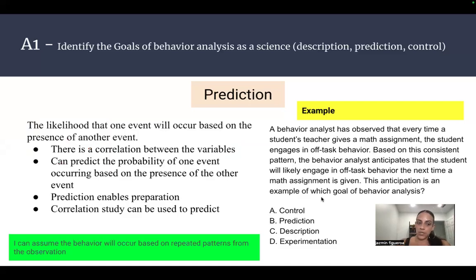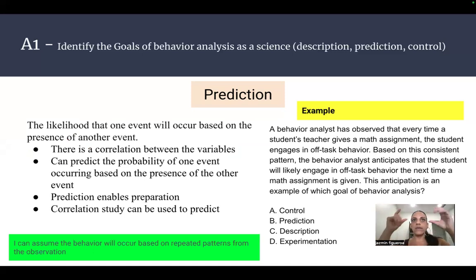Then we have prediction. Prediction is the likelihood that one event will occur based on the presence of another event. So there's a correlation between the variables. We can predict the probability that one event occurs based on the presence of that other event. A prediction enables us to prepare, and correlation studies can be used to predict.